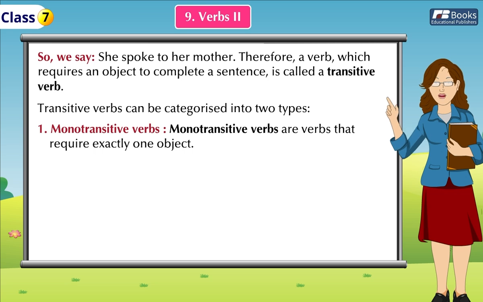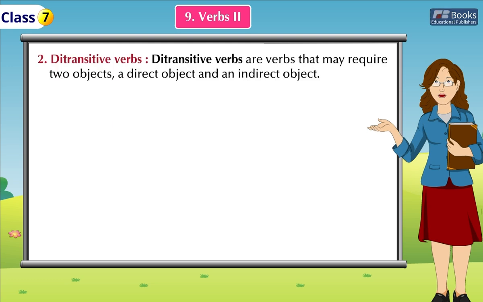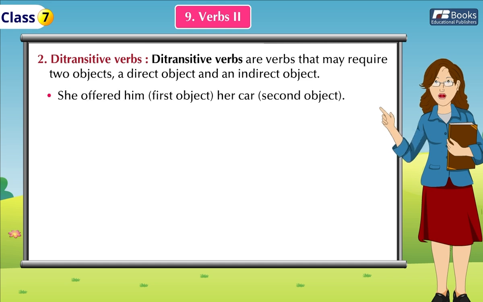First, monotransitive verbs. Monotransitive verbs are verbs that require exactly one object. He wrote a poem. Second, ditransitive verbs. Ditransitive verbs are verbs that may require two objects, a direct object and an indirect object. She offered him (first object) her car (second object).